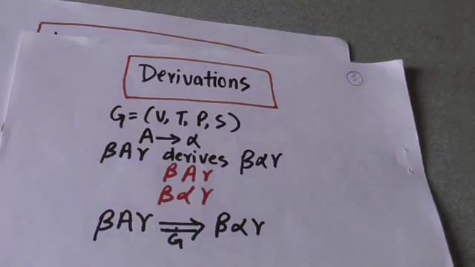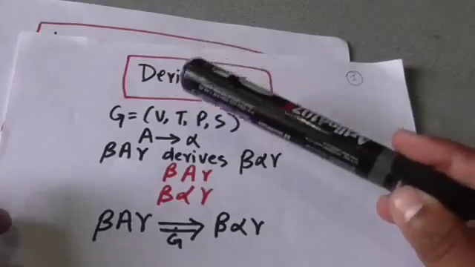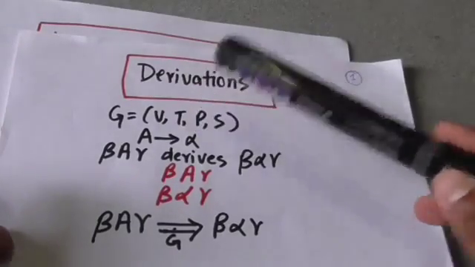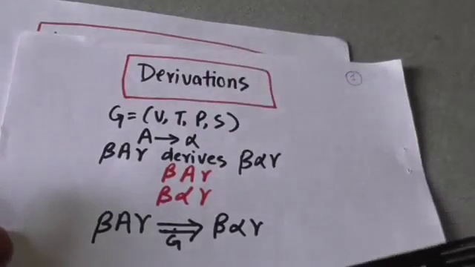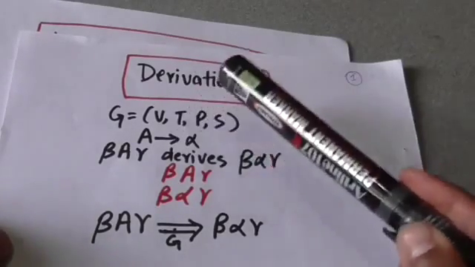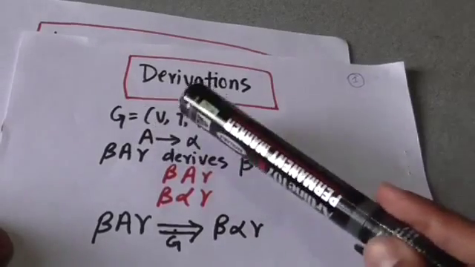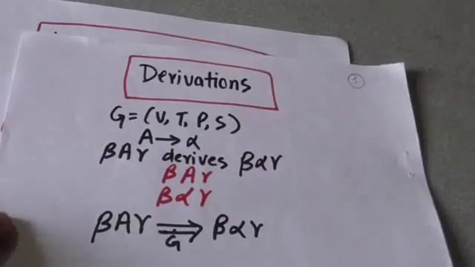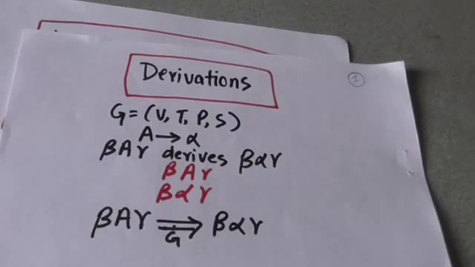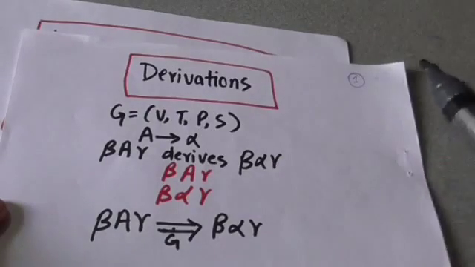Hello friends, welcome back. In this tutorial we will study about derivations. Suppose there is a grammar G equals to (V, T, P, S), where V is a set of variables, T is a set of terminals, P is a set of productions, and S is a start symbol. And there is a production in P, that is A derives alpha. A derives alpha is a production which is in P, where A is a variable, alpha is a string of variables and terminals.